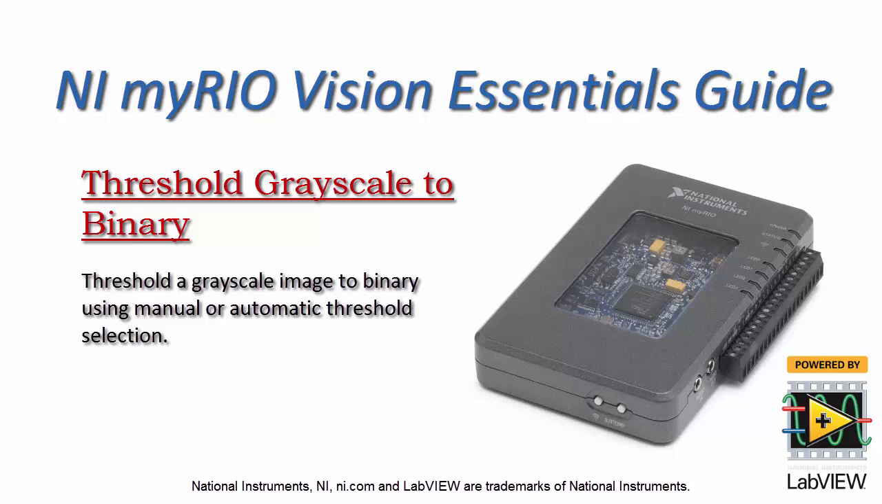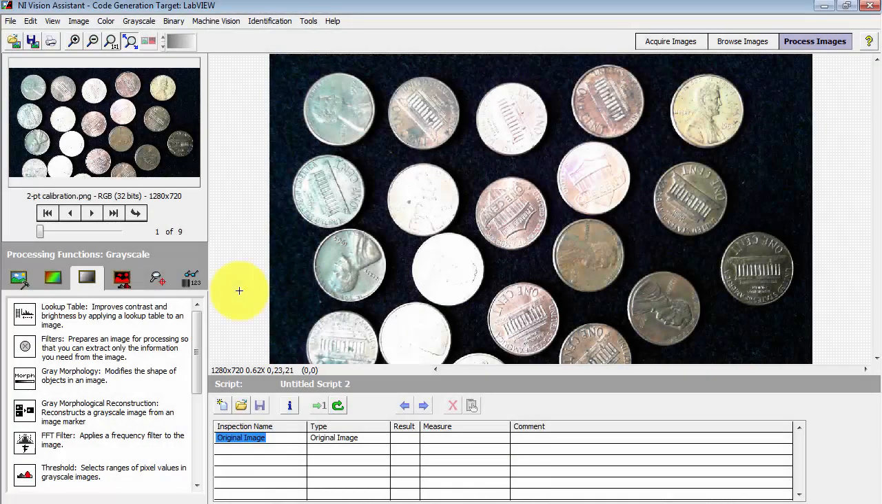Let's take a look at how you can threshold a grayscale image to binary using either manual or automatic techniques. Here I have an image of coins. I'm interested in separating the coins from their background and producing a binary or two-level image in which the coins are the foreground object and then this black felt background becomes the background object.